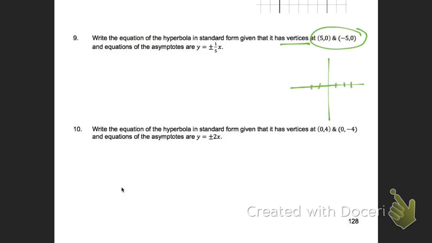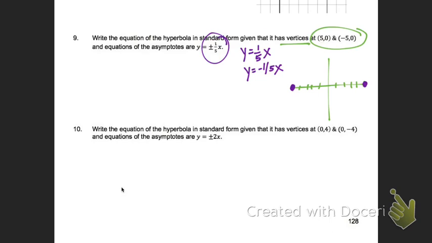About 5 on each side. Since they're on the same horizontal line, that means this is going to be what kind of hyperbola? Horizontal. So that means the x is going to come first. And then it says the equations of the asymptotes are y equals plus or minus 1/5 x. If I were to graph y equals 1/5 x and y equals -1/5 x, what would that look like?